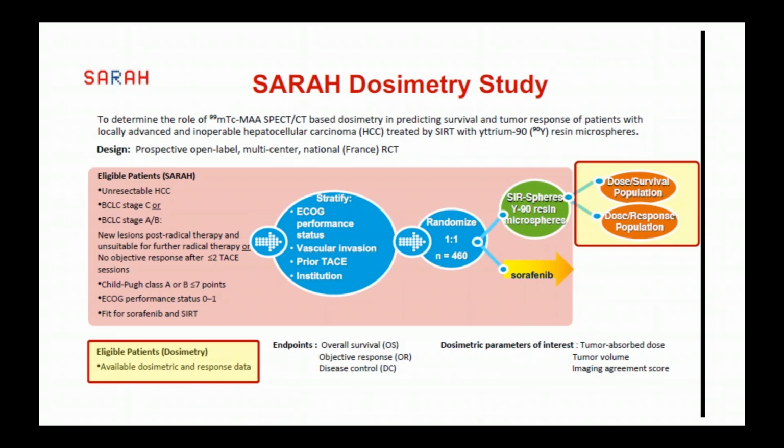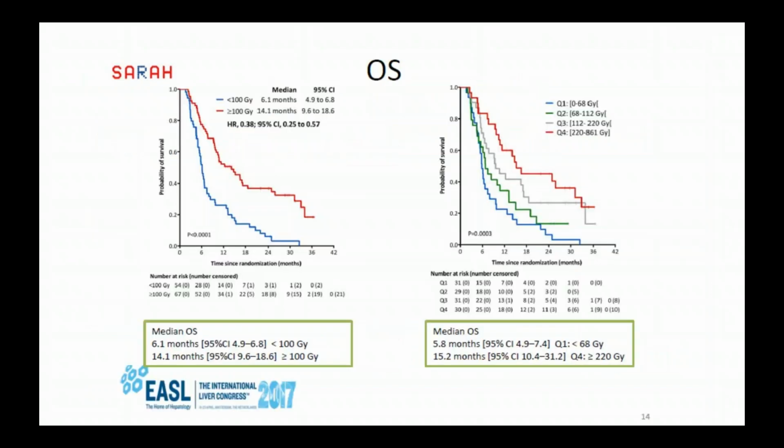The original study, the SARAH we showed you, they did a subset analysis of patients that were able to figure out the dosimetry of the tumors before and after the treatment. And so what this did show, which is very interesting, is that once you achieved at least 100 gray, this is resin microspheres, you had a different survival than when you achieved below 100 gray. So this is the median survival.